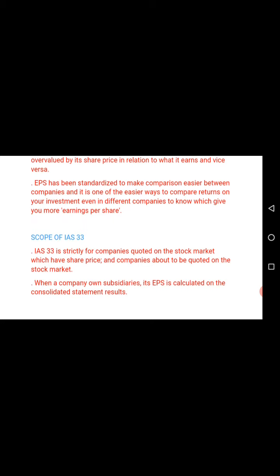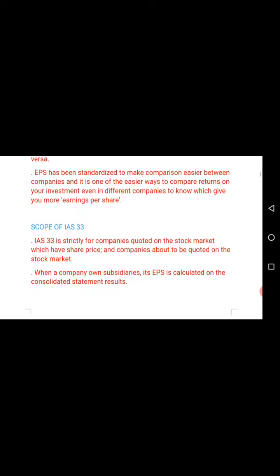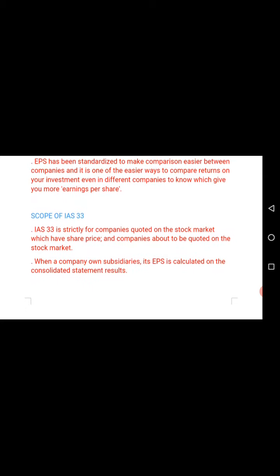Why is it for them? It's because they have a share price and they have investors willing to invest in it. And companies about to be quoted on the stock market. And the second area of the scope is when a company owns a subsidiary, its EPS is calculated on the consolidated statement result.